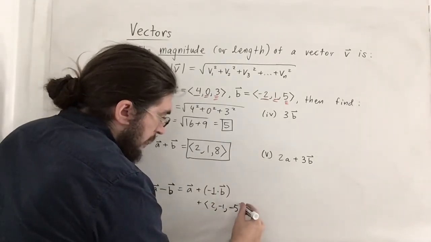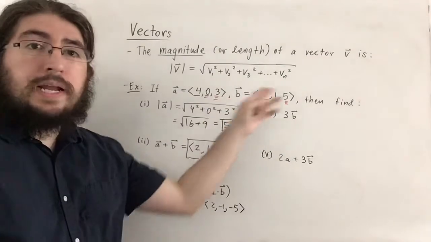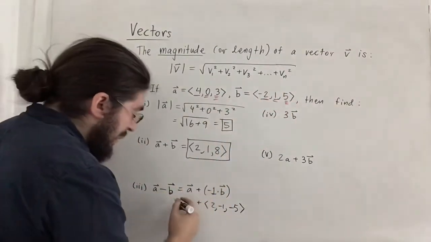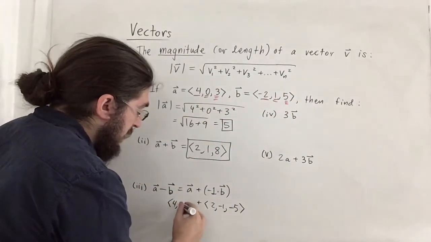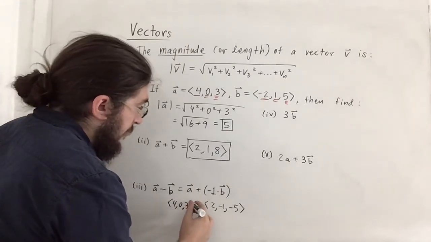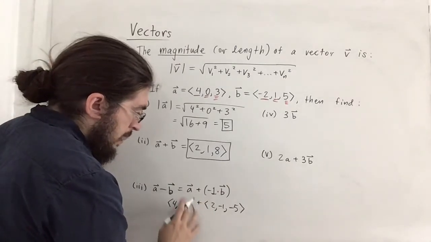I hope we all see how I'm getting these values. Just multiply negative 1 to each of these, and then add that to the original a, which has not changed, 4, 0, 3.